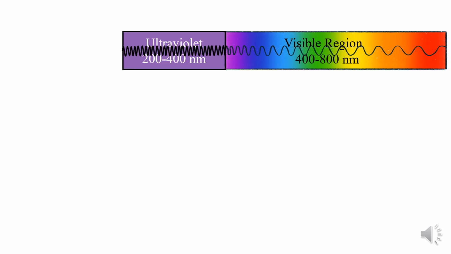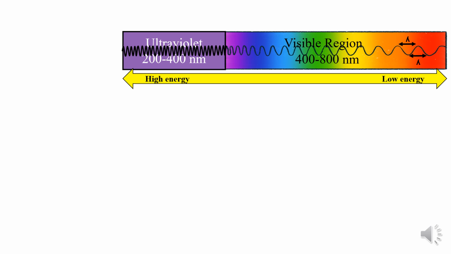Now the wavelength of the visible region ranges from 400 to 800 nanometers, while the wavelength of the ultraviolet region ranges from 200 to 400 nanometers. Now the visible region has a longer wavelength, while the ultraviolet region has a shorter wavelength. Now what about the energy? The ultraviolet region has the highest energy, while the visible region has the lower energy.